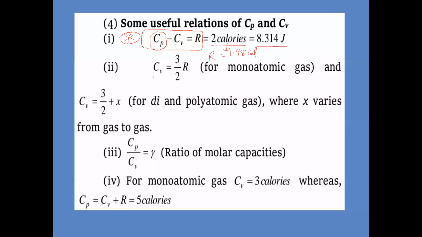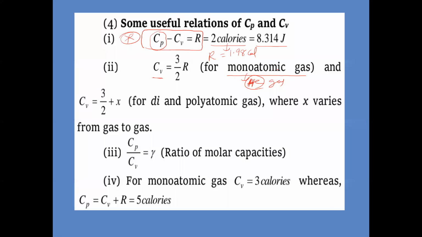And now CV for monoatomic gases. A monoatomic gas example is helium gas, or all inert gases. Now helium, how many atoms in one molecule? One atom in one molecule. That's why it is a monoatomic molecule. Helium is called a monoatomic molecule.